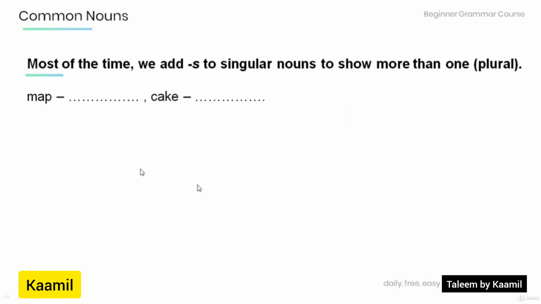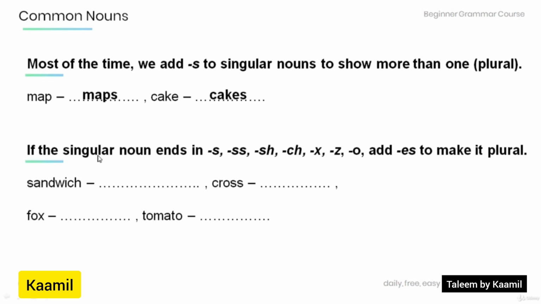Great. Now again, most of the time we add s to singular nouns to show more than one plural. What is the plural form of the word map? Maps. The word cake? Cakes.